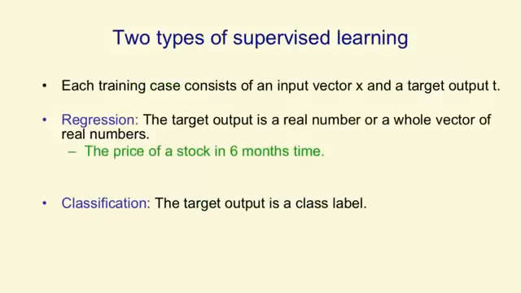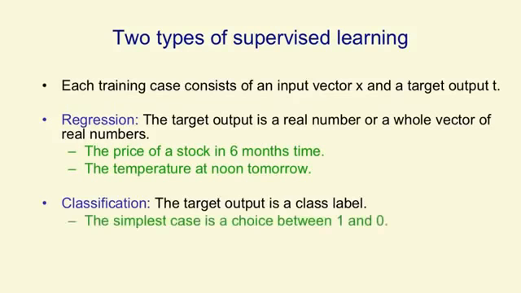Supervised learning itself comes in 2 different flavors. In regression, the target output is a real number or a whole vector of real numbers, such as the price of a stock in 6 months' time, or the temperature at noon tomorrow. And the aim is to get as close as you can to the correct real number. In classification, the target output is a class label. The simplest case is a choice between 1 and 0, between positive and negative cases, but obviously we can have multiple alternative labels, as when we're classifying handwritten digits.